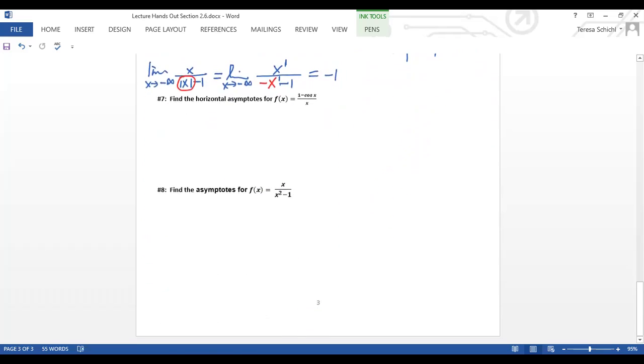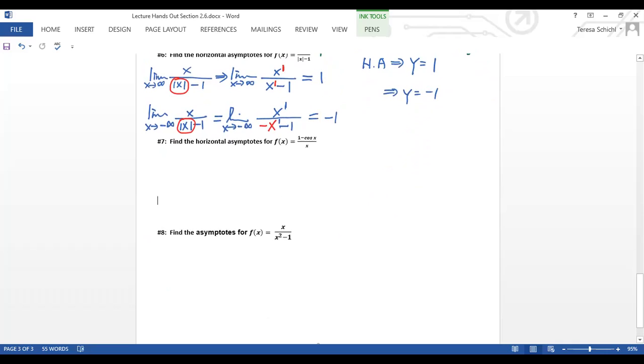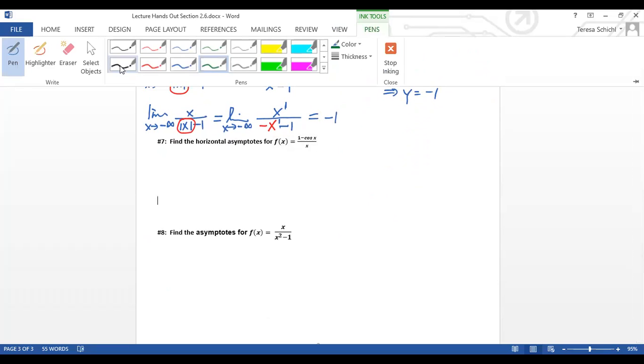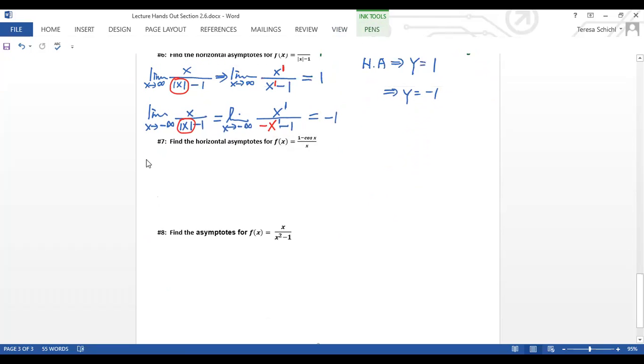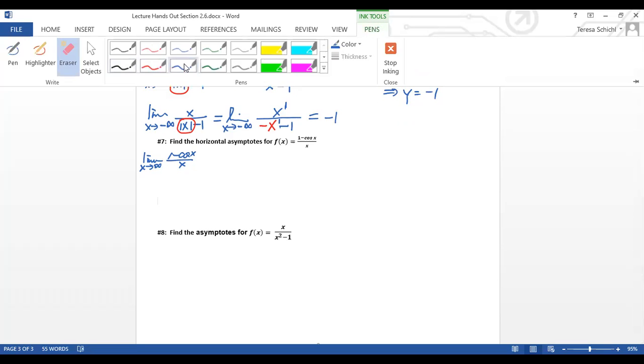Okay, now let's take a look at the next one. Find the horizontal asymptote. Remember, the horizontal asymptote will be the limit as x approaches infinity, or negative infinity, of 1 minus cosine x over x. We know that when x approaches infinity, cosine x keeps jumping around like that. So what can we do? For this situation, let's see if the squeeze theorem will work, all right?